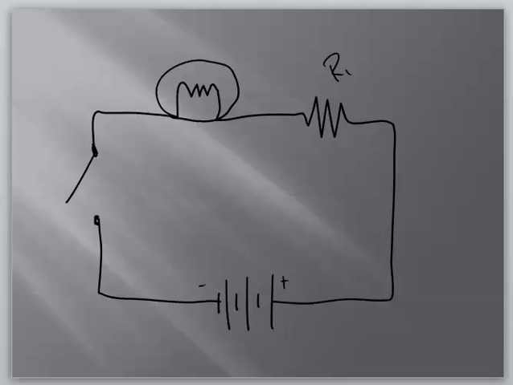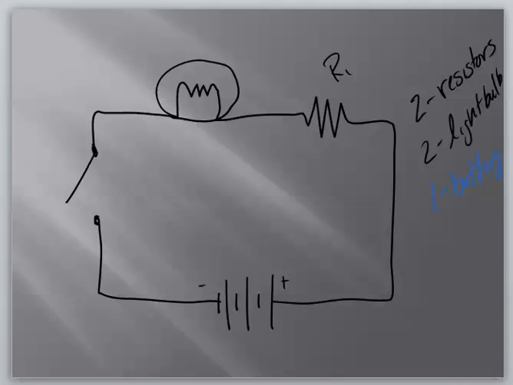Having said that, I want you to go ahead and pause this, and I want you to make a schematic that has two resistors and two light bulbs. What I forgot to say is I also wanted you to include one battery. So if you need to, go ahead and pause this and include your battery.